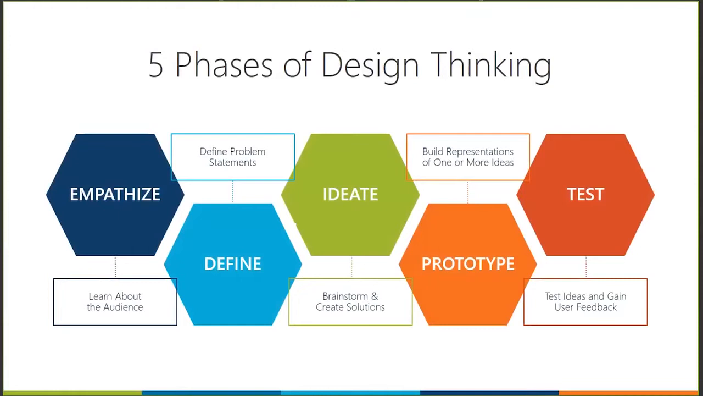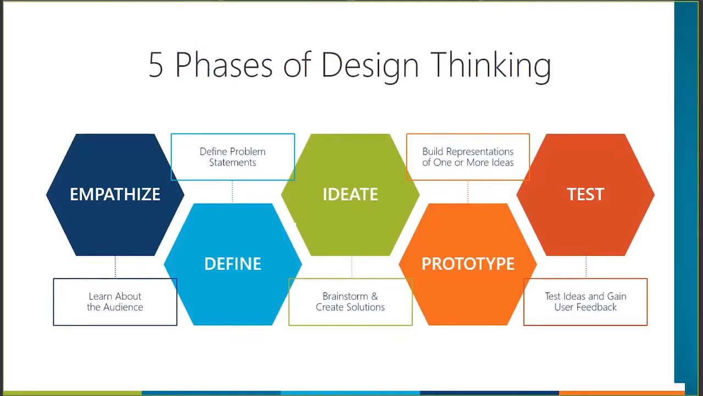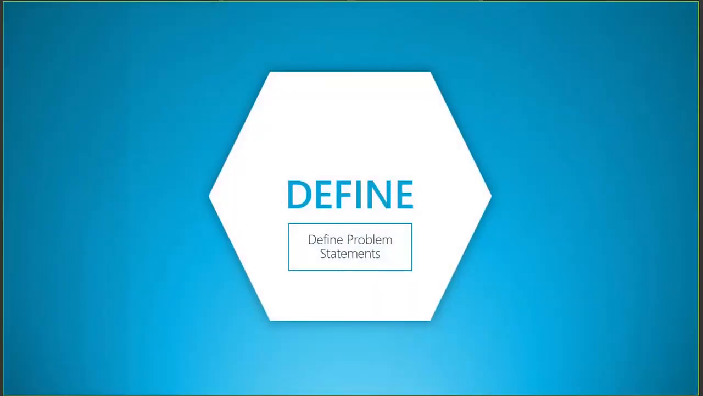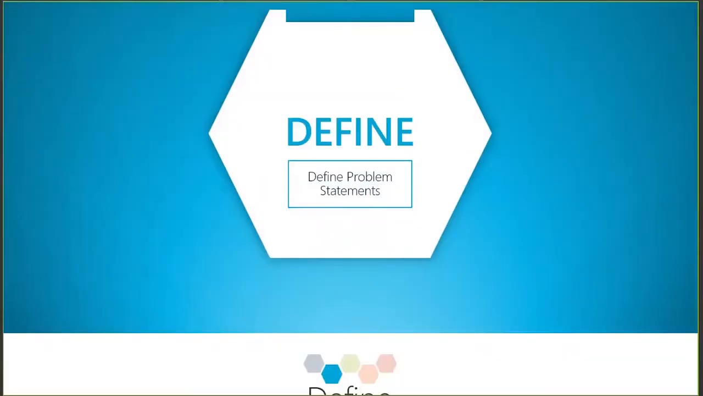And then we move into ideation, where we brainstorm and come up with as many ideas as we can based on the problem statements that we've identified. Then we build representations of one or more of those ideas, quick representations. And then, of course, we test those ideas with our users to gain their feedback. With that, let's talk about the define phase, where we define the problem statements.